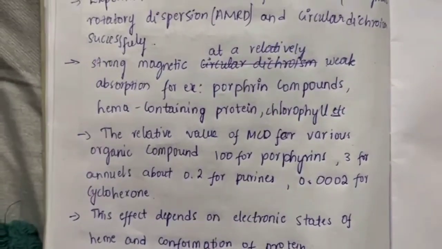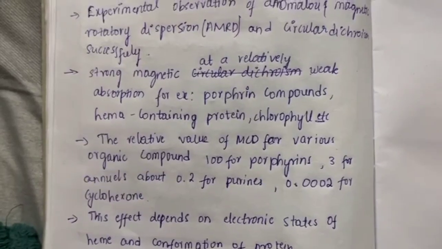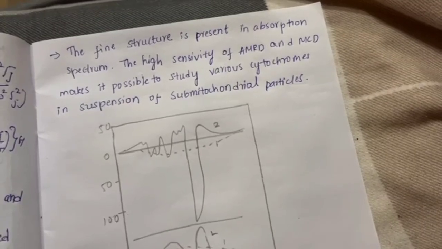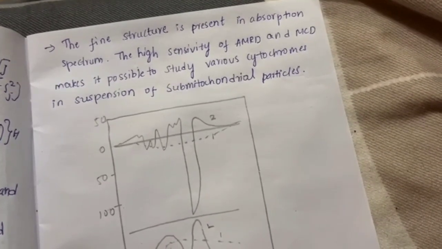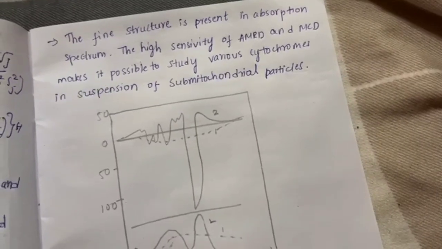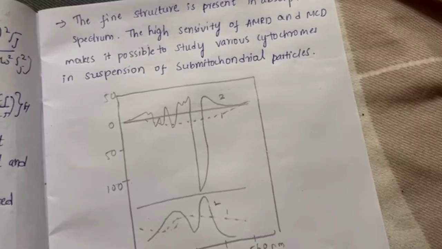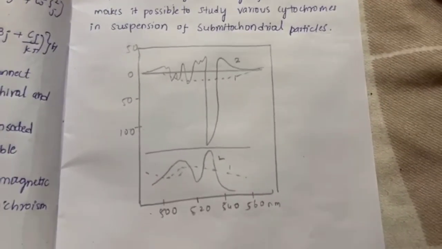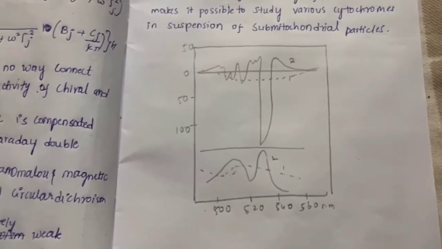These effects depend on the electronic states of heme and conformations of proteins. The fine structure is present in absorption spectra. The high sensitivity of MOR and MCD makes it possible to study the various cytochromes in suspensions of submitochondrial particles. So this is a graph for this explanation.